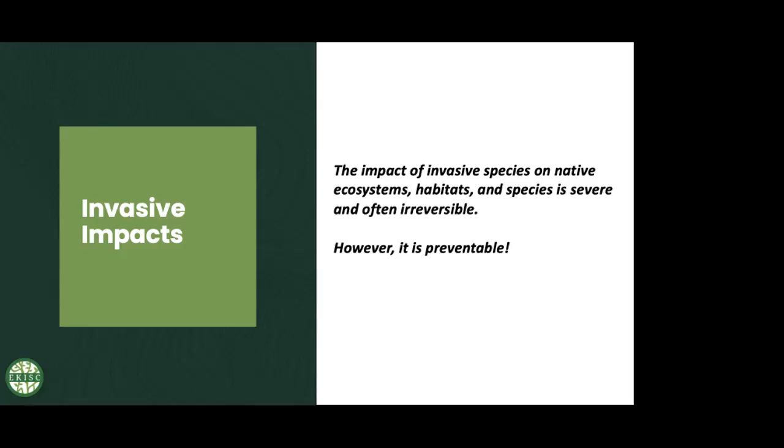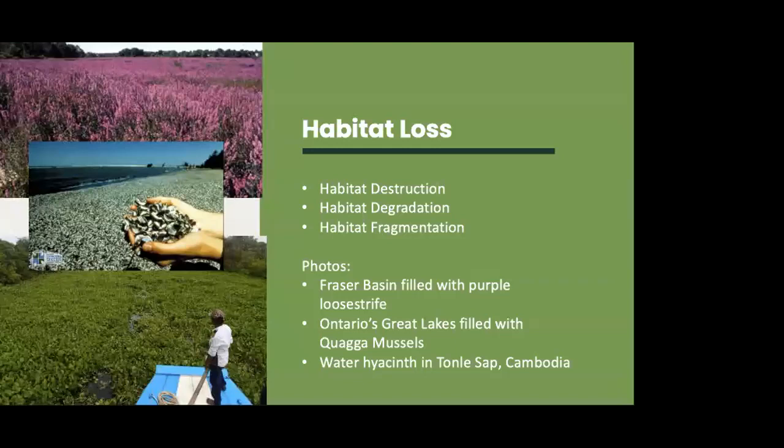So I mentioned that they're the second most significant threat to biodiversity. Other threats to biodiversity include habitat loss, changes in land use, overexploitation, and climate change. But of those, invasive species is rated at number 2. So pretty big deal. So some notes on habitat loss. There's three major kinds of habitat loss. We have habitat destruction, habitat degradation, and habitat fragmentation.